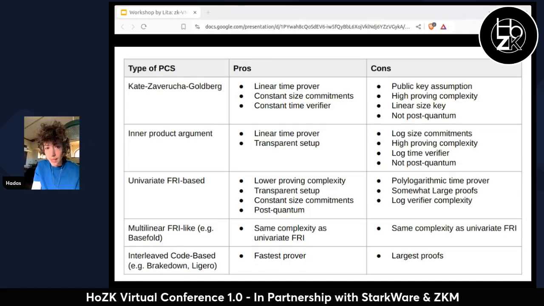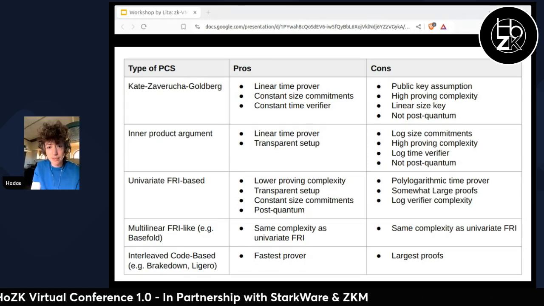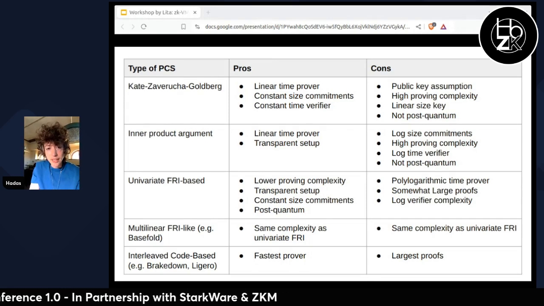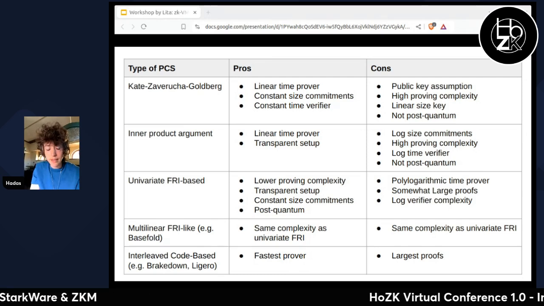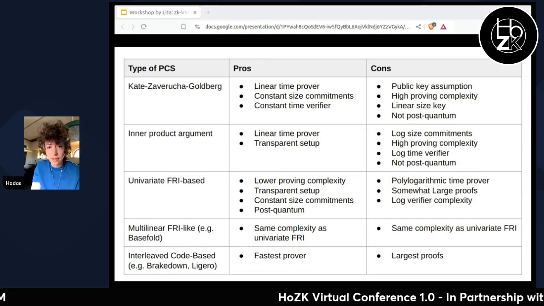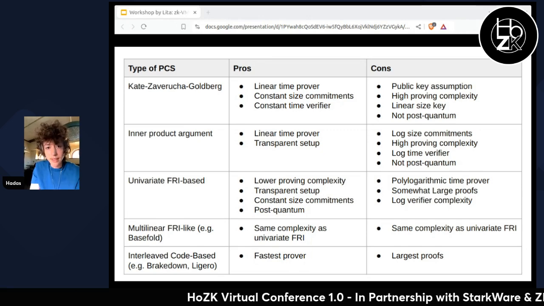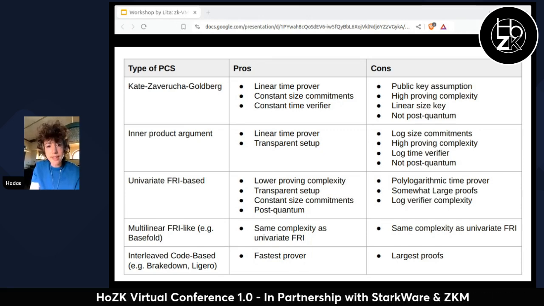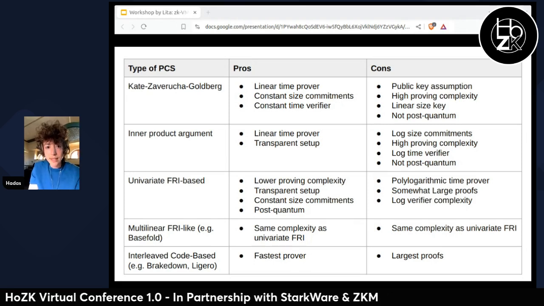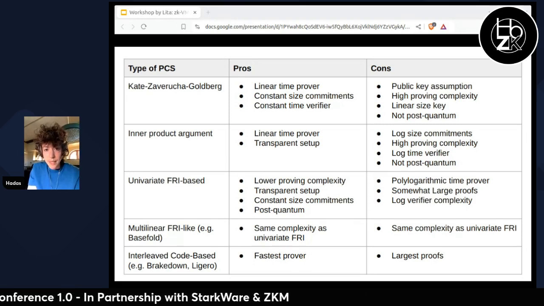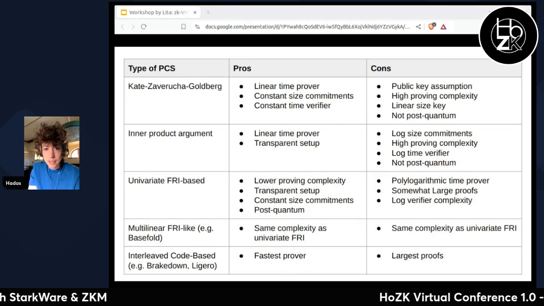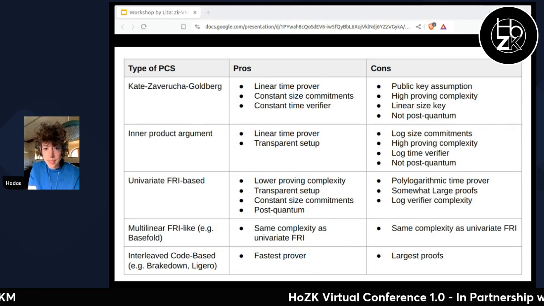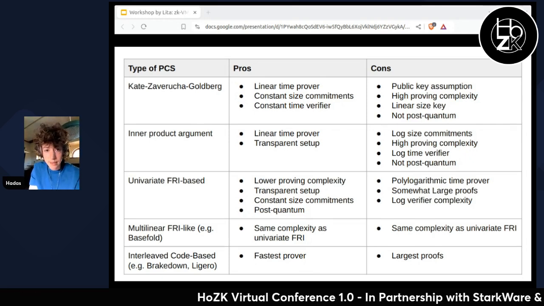So KZG is sort of the original concretely instantiated PCS. It has a linear time prover. However, that linear time prover has a lot of overhead. So concretely, it's still slower than the non-linear time prover ones we use. However, it does have very small size commitments and verification time. Other cons, though, besides the high prover complexity, is a public key assumption, linear size key, and it's not post-quantum.